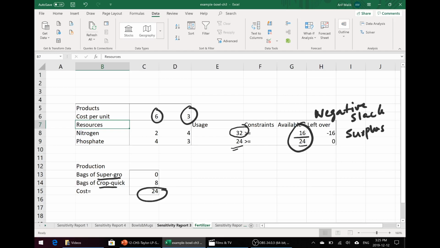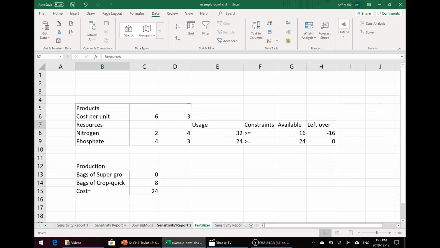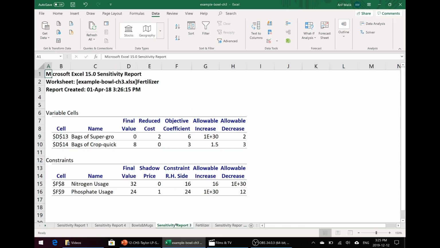Now I show you the sensitivity report of this problem. Here is the sensitivity report. This is the objective coefficient, $6 and $3. Bags of Super Grow cost $6, and bags of Crop Quick cost $3. The final value tells us that we buy only Crop Quick, which can meet the requirement of nitrogen and phosphate, and the final value is 0 bags of Super Grow, and 8 bags of Crop Quick are needed.